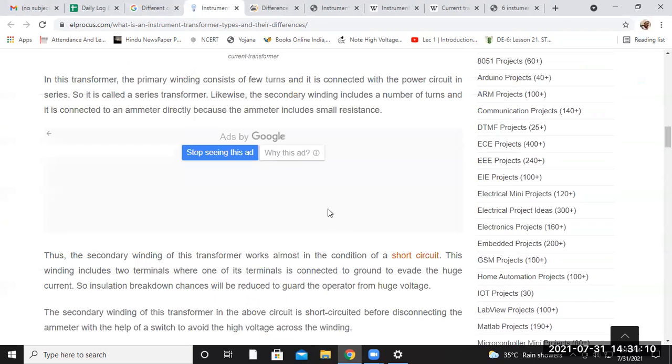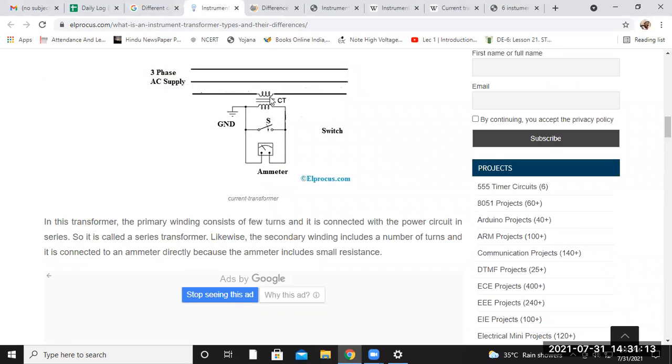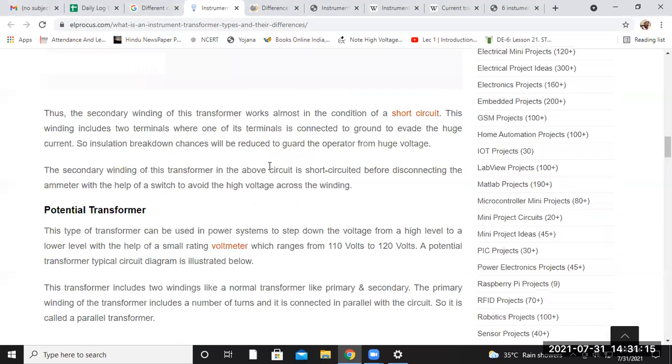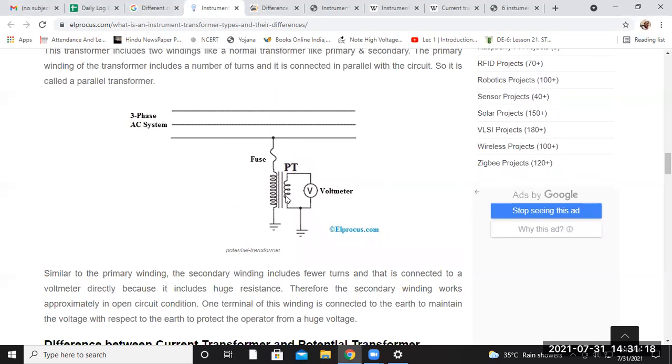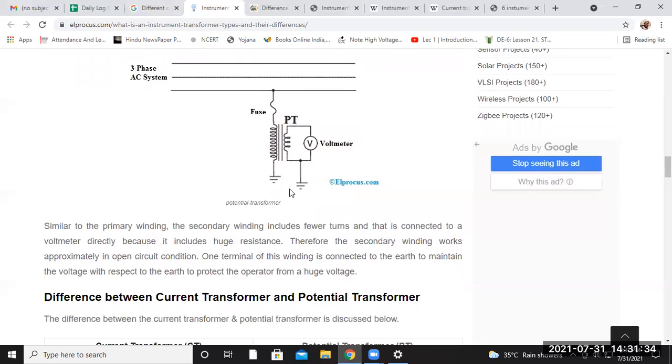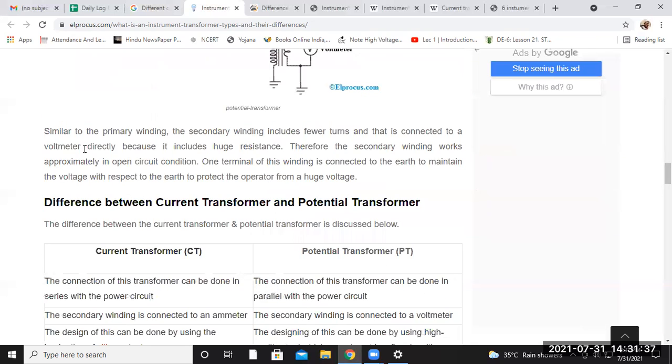You can see here it is written that, similar to the primary winding, the secondary winding includes fewer turns. In the case of your current transformer, the number of turns in the primary winding is lesser than that of the secondary winding. But in the case of this potential transformer, the number of turns in the primary winding is higher than the number of turns in the secondary winding. This is all about the potential transformer. Theoretically, it is given here: similar to the primary winding, the secondary winding includes fewer turns, and that is connected to a voltmeter directly because it includes fuse resistance.